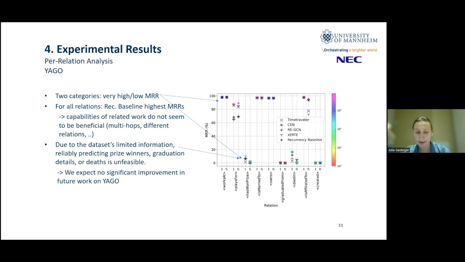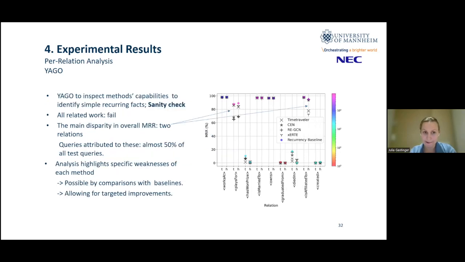It seems that the capabilities of related work, like taking into account multi-hops, taking into account different relations, and so on, do not seem to be beneficial here in this data set. Also, due to the rather limited information in the data set, just this limited amount of relations, it does not seem feasible to reliably predict prize winners or graduation details or even deaths of people. So for this data set, because the prediction on the easy relations is already very good, and these other relations seem to be not so feasible, we expect no significant improvement in future work on the Yago data set.